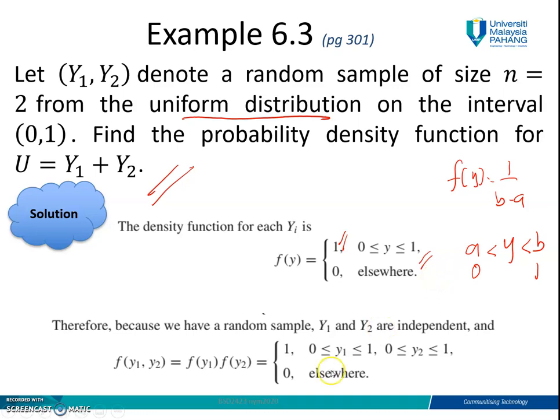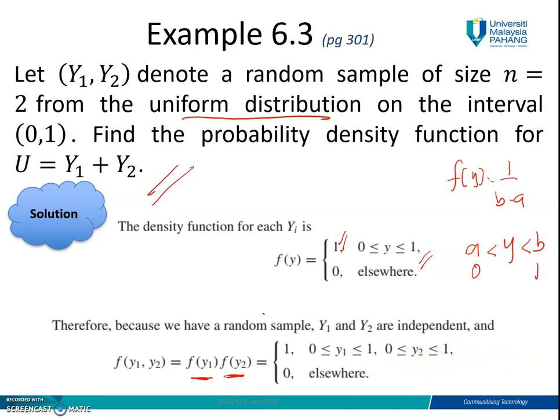Therefore, Y1 and Y2 are independent, because you have two random samples, each uniform. When they are independent, remember from the previous chapter, in order to get the joint density function you take fY1 times fY2. You get the same answer, 1, where Y1 is between 0 and 1 and Y2 is between 0 and 1 as well, and 0 elsewhere.